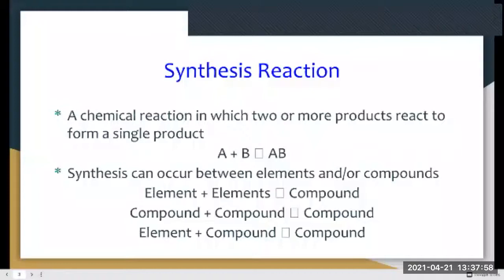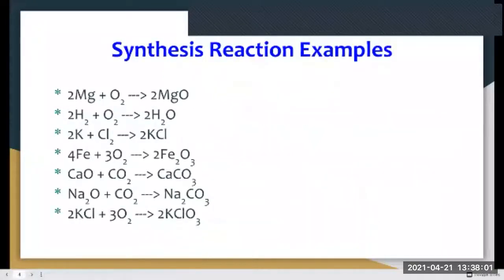So as we look more into synthesis reactions, we can look at some examples. Yes, these are all balanced, and we will be talking about how to balance soon. But remember, when you're looking at reactions, this could be either in written or word form. It's when you have multiple things like magnesium and oxygen gas form magnesium oxide. Hydrogen gas plus oxygen gas forms dihydrogen monoxide. Potassium and chlorine form potassium chloride. Iron and oxygen gas form iron 3 oxide. Calcium oxide and carbon dioxide form calcium carbonate. Sodium oxide and carbon dioxide form sodium carbonate.